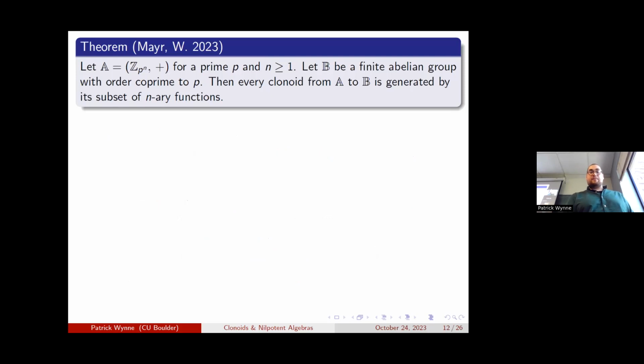Okay, so here's a specific version of the theorem that we had. Where A is the integers modulo p to the power n for prime p, and B a finite abelian group whose order is coprime to p, then our theorem says that every clonoid from A into B is generated by its subset of n-ary functions. So I'll just sketch the proof for this simplified case where A is just this abelian group.